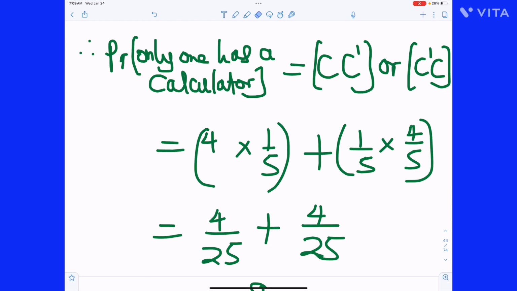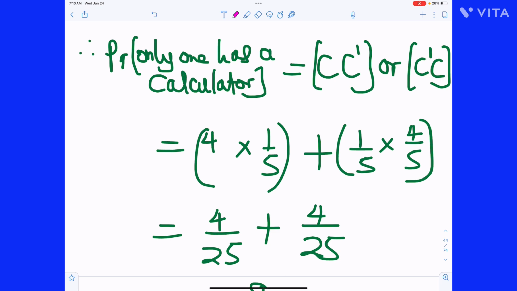Now, if only one of them has a calculator, when you choose 2 students, the probability that only one of them has a calculator is the probability that the first one has and the second one does not have, or the first one doesn't have and the second one has. You understand? Choosing only one which has a calculator can occur in two ways. Either you are lucky first time, the first person you choose has. Second time, the student you choose does not have.